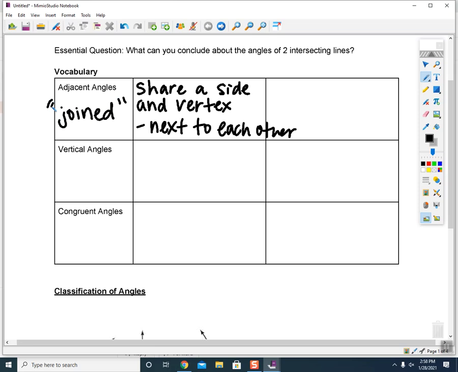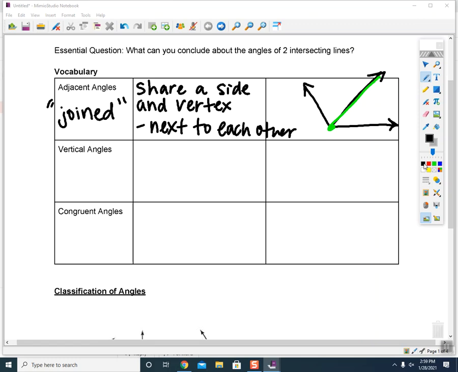So if I had an angle like this, here's my angle, and now I have this middle section here. These angles are next to each other. They're joined, right? That's what I mean by adjacent angles. So in this case, they share a common side right here and a common vertex right here. Okay? That's adjacent.